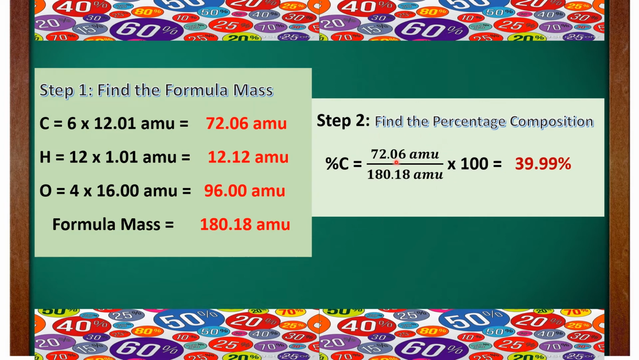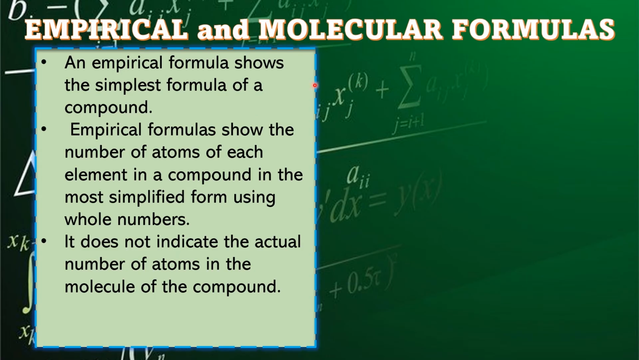So 76.06 is the atomic mass of carbon and 180.18 AMU is the formula mass. You need to multiply it by 100 and the answer will be 39.99%. Now let's go to empirical and molecular formulas.